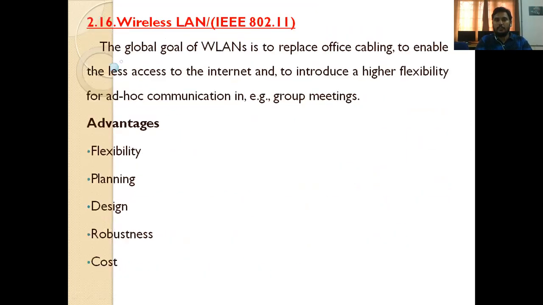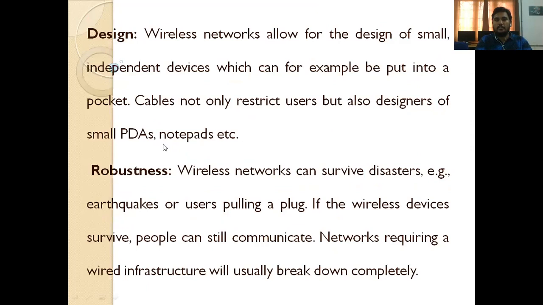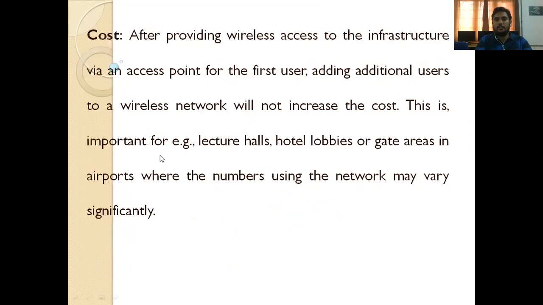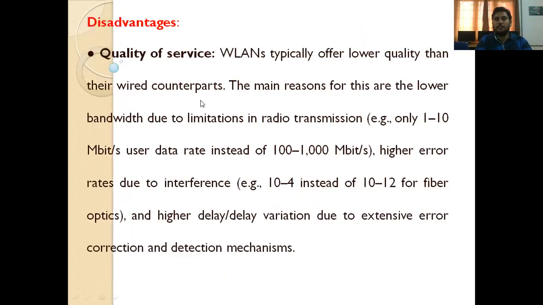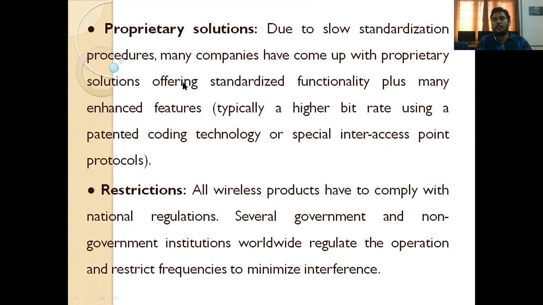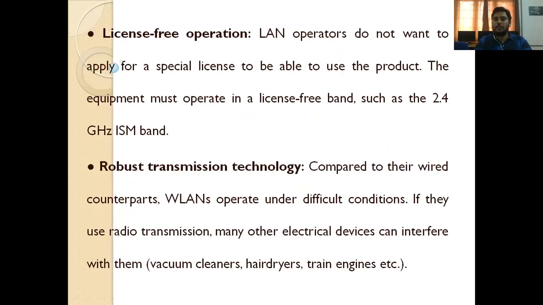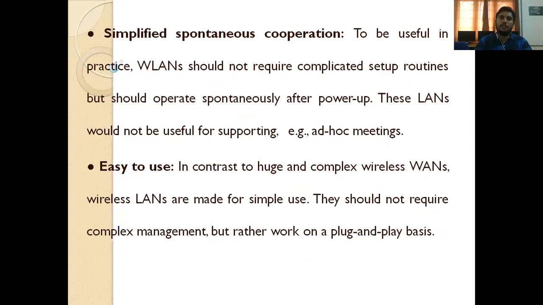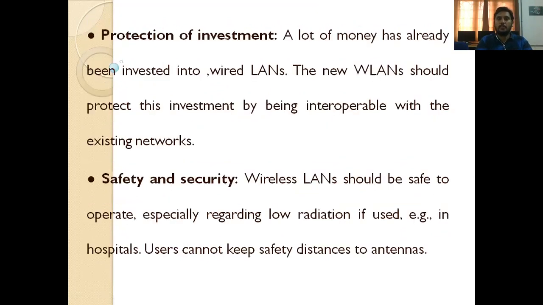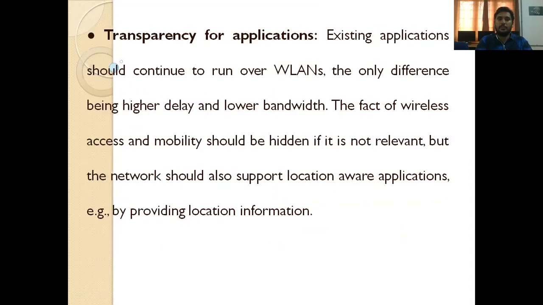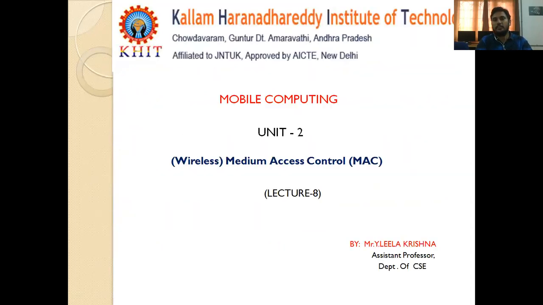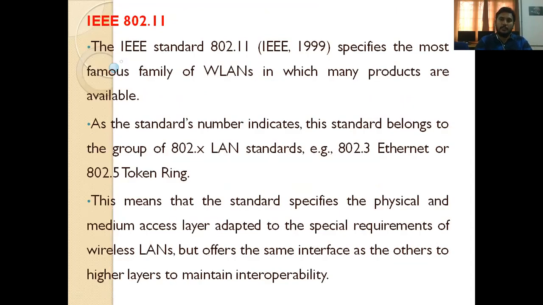The advantages are flexibility, planning, design, robustness, and cost. Coming to the disadvantages: quality of service, proprietary solutions, restrictions, safety and security, global operation, low power, license-free operation, robust transmission technology, simplified spontaneous cooperation and ease of use, protection of investment, transparency for applications. All these are the features of wireless LAN.